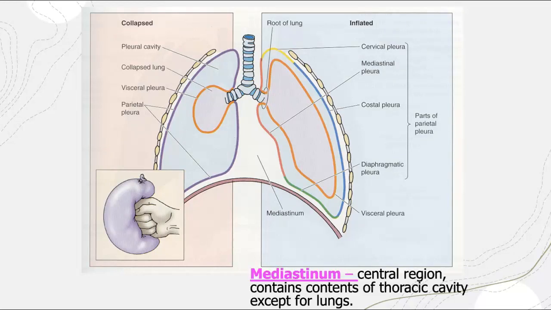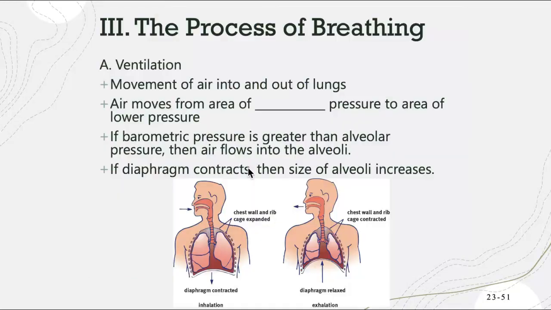And I also want to draw your attention to this area we call the mediastinum. This is a central region here that is going to contain contents of the thoracic cavity except for the lungs. So we would include things such as the heart, the aorta, the esophagus, and the great vessels that come off of the heart. Next, let's talk about the process of breathing.